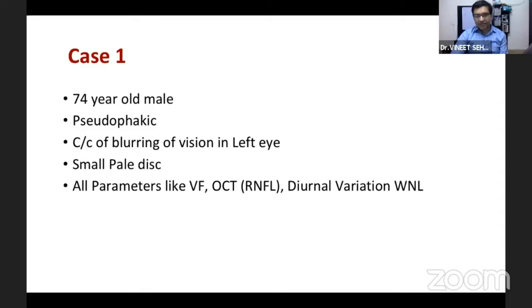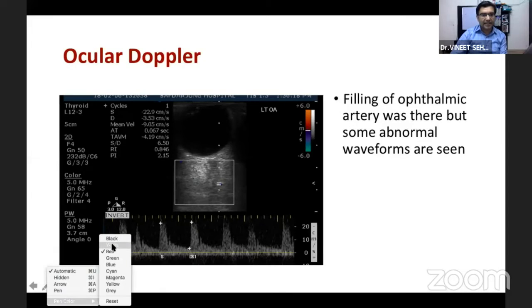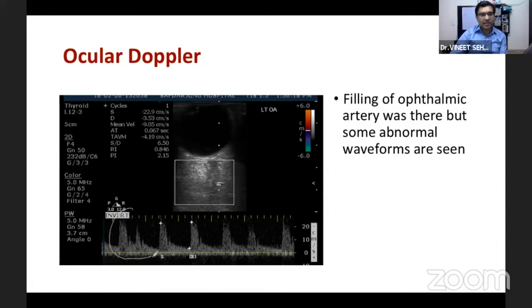The first patient was a 74-year-old male. He was a pseudophakic. He was complaining of blurring of vision in the left eye, and there was a small pale disc. It was not looking like a glaucomatous disc, but the patient says that, sir, I'm repeatedly having attacks of blurring of vision. Anyways, we went ahead with the OBF analysis, and if you can see here, the abnormal waveforms, I'm just highlighting it. There are some abnormal waveforms which we are getting.